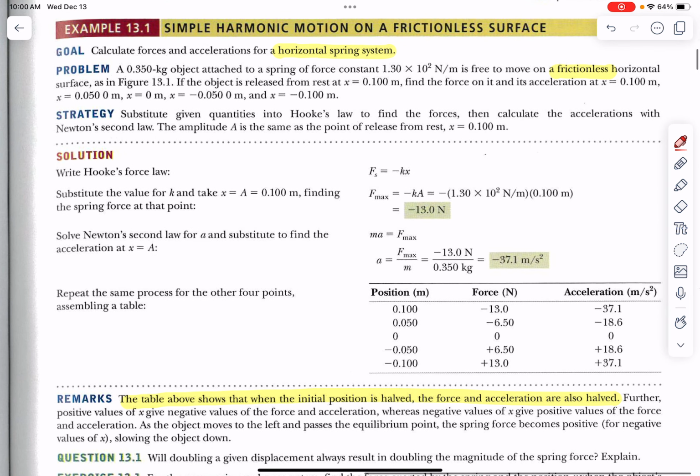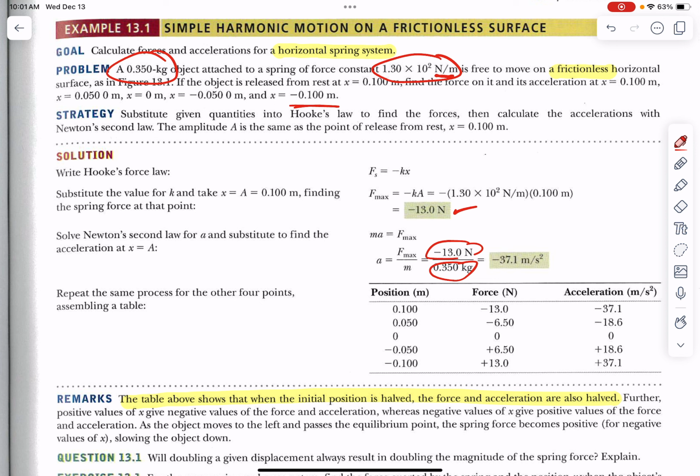So if we look at a simple math problem here, this is not a difficult problem because all we're going to be doing is plugging in. We have our mass up here, 0.350 kilograms, and we have our force constant for the spring, our spring constant. Remember, the units of the spring constant are newtons per meter. And if we stretch this spring some distance, 1/10 of a meter, you can see that this is a simple plug and chug equation. And then we can also calculate the acceleration because we have our force and our mass, and the acceleration is going to be negative 37.1 meters per second squared.